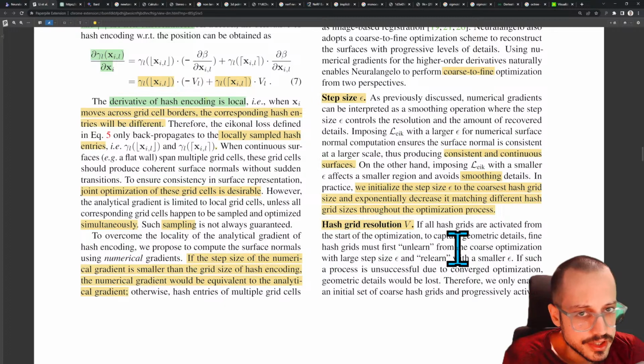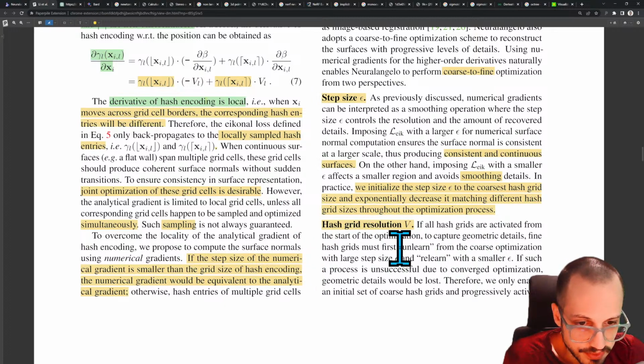If all hash grids are activated at the start of the optimization, to capture geometric detail, fine hash grids must first unlearn from the coarse optimization with a large step size epsilon and relearn with a smaller epsilon.